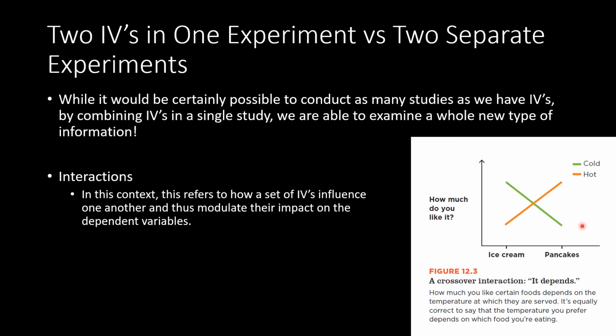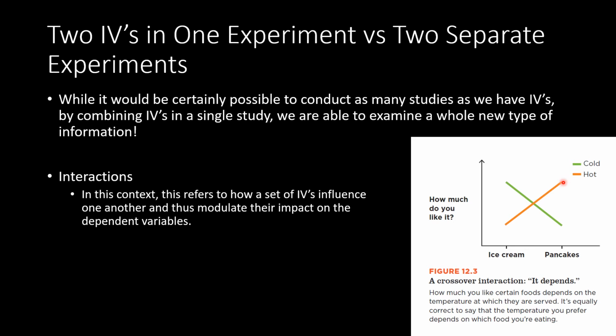But now the magic of having multiple independent variables is you can look at how they interact with each other. And you can see that with the way that these lines are crossing over. Such that for ice cream, people don't really like it when it's hot, right? But they do like it when it's cold. And the opposite pattern is true for pancakes. Most people don't really like pancakes that much when they're cold, but they like them a lot when they're hot.